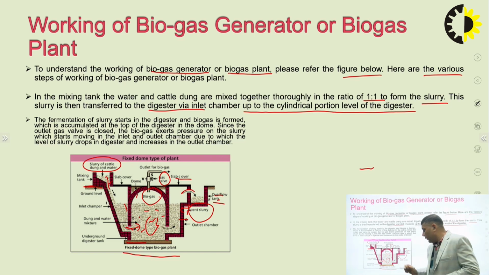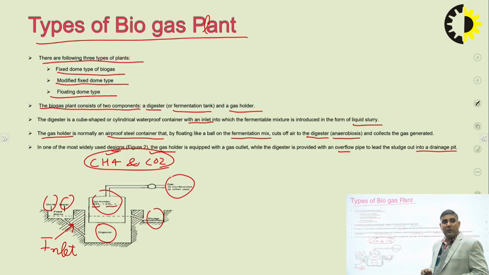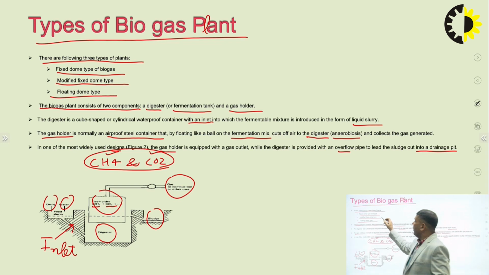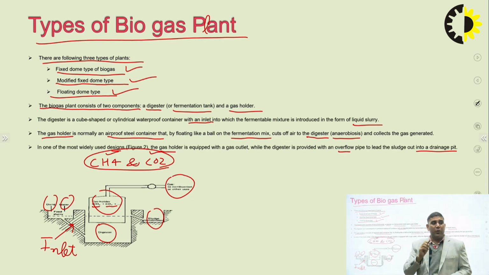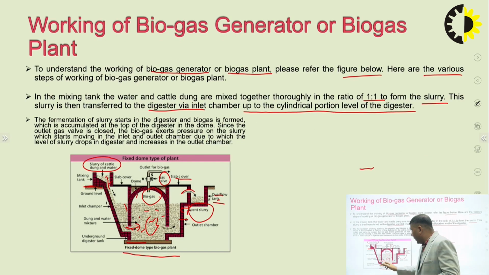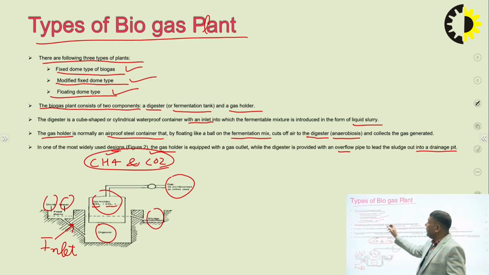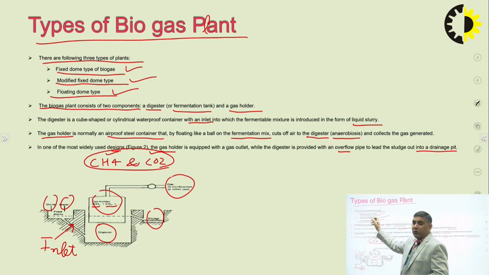And as I have discussed, we have the fixed dome type, the modified fixed dome type, and the floating dome type. So what happens in the modified fixed dome type? In the modified fixed dome type, the structure is not fixed. It may be like this curved shape. So basically in the modified type we have a mixture of floating as well as fixed dome, and the floating dome type.